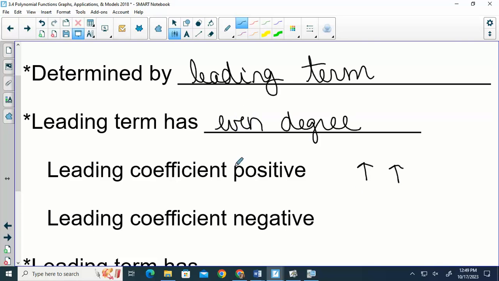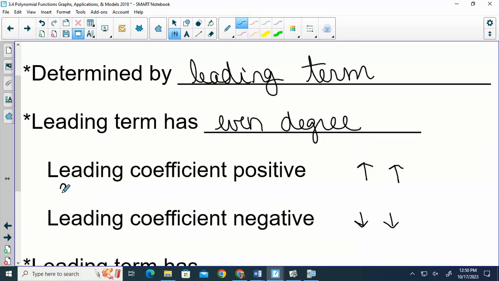Well, we're still even degrees, so like a negative x squared. They both point down. So if it's an even degree, it's like a parabola, so both ends are going the same direction. Positive coefficient, they're both going up. Negative coefficient, they're going down.